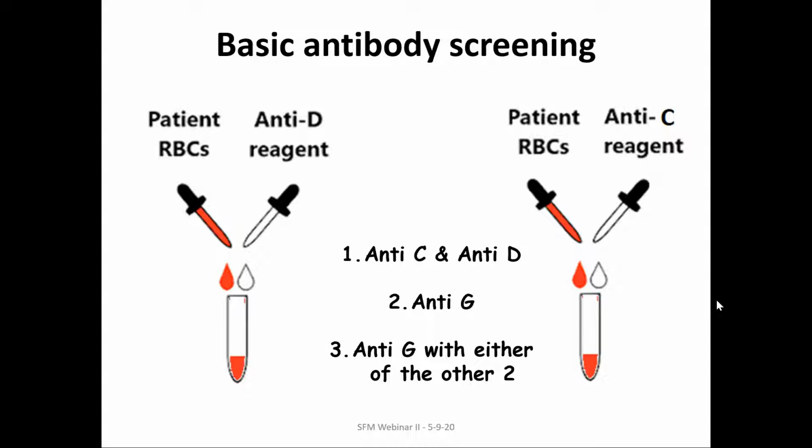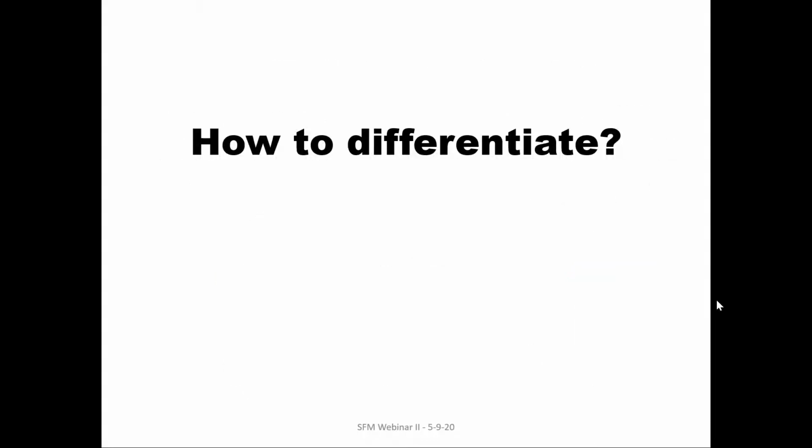So even if you have an anti-G antibody and no anti-C or anti-D, it would show a reaction in the well. The third possibility is you have an anti-G with either of the other 2 antibodies. So in all of these 3 case scenarios, you would get a reaction in both the anti-D well and the anti-C well. So how would you differentiate between this mix?